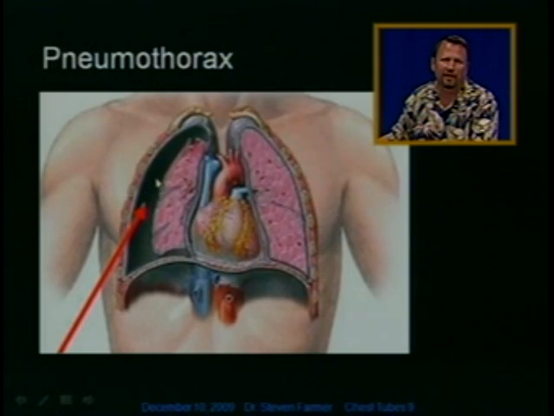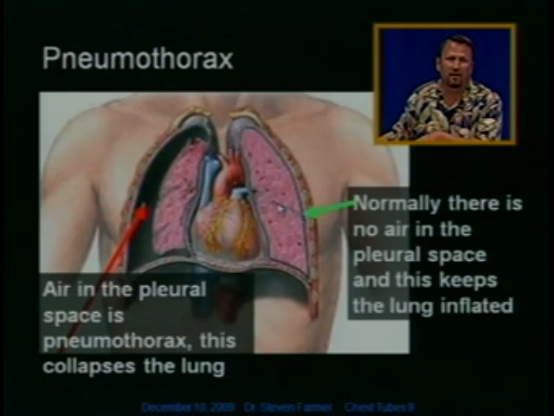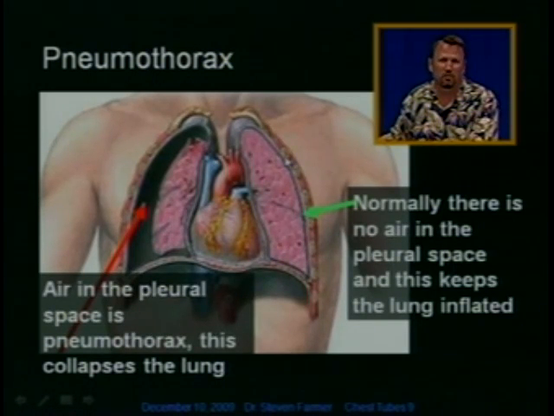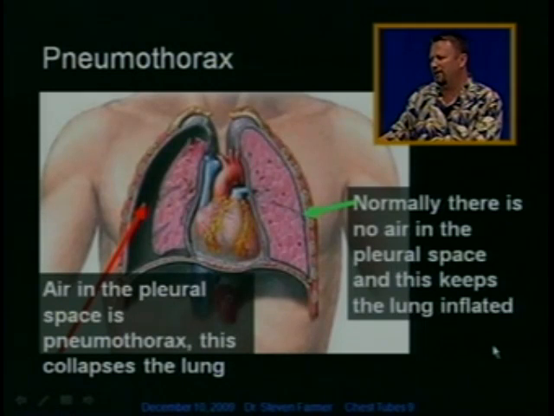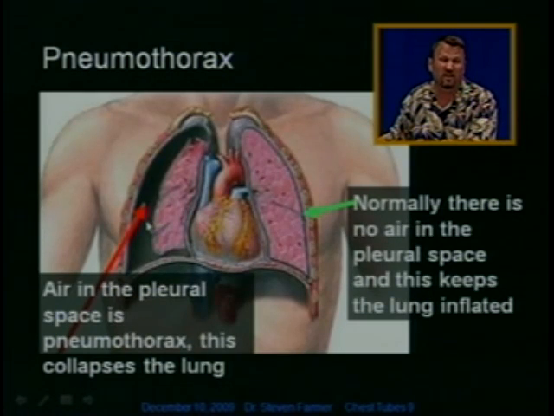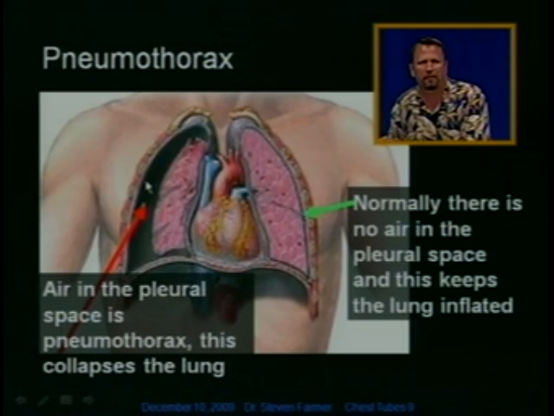And so let's talk about pneumothorax. Here is a picture of a pneumothorax. And first, we'll look over here at the normal lung. Normally there is no air in the pleural space. There's really nothing in the pleural space other than a teeny tiny amount of lubricating fluid that belongs in the pleural space. This pleural space helps keep the lung inflated. But if air, for some reason, gets into the pleural space, this can collapse our lung.